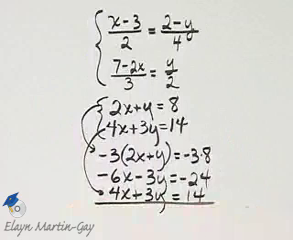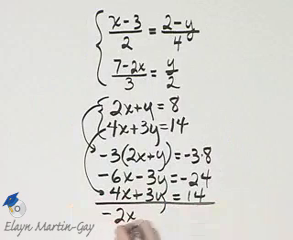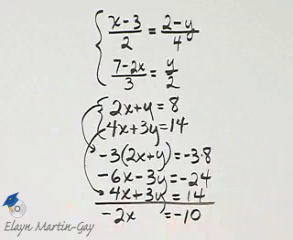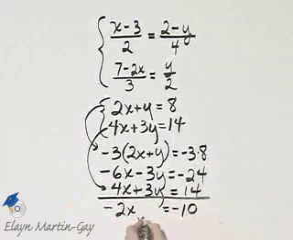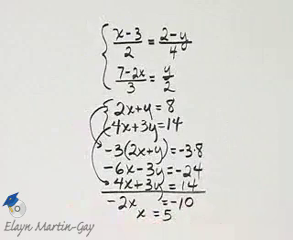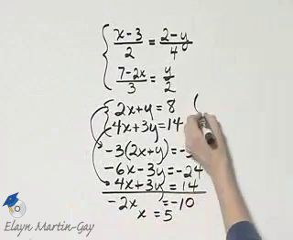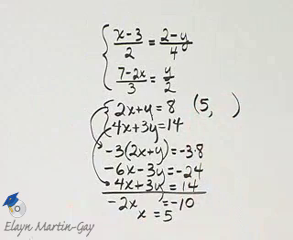Now let's add. Notice the y's subtract out like I want. -6x plus 4x, that's -2x, is equal to -24 plus 14, that's -10. And if I divide both sides by -2, I'll have that x is 5. -10 divided by -2, that's 5. So I have an x value for an ordered pair solution.